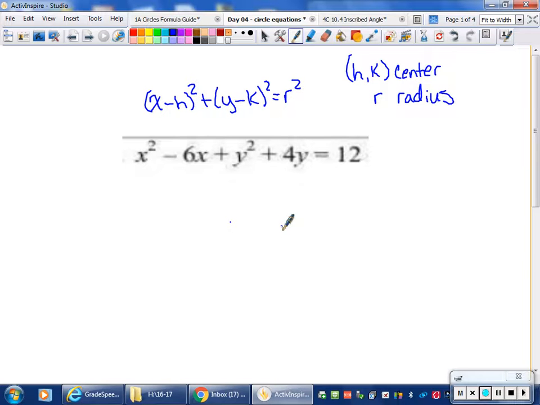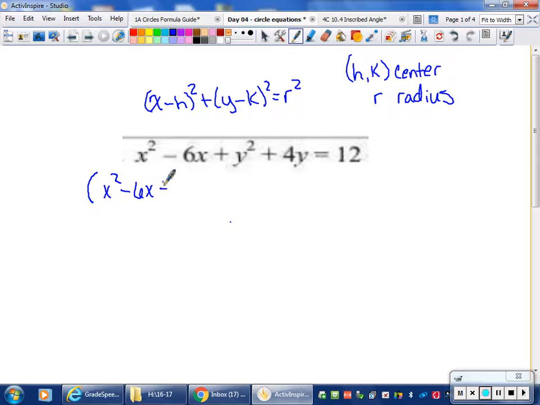Now, by using the completing the square method, you can get a non-standard equation of a circle into this form. What you do first is you get all of your variables on one side of the equal sign, and you get all of your constants on the other. Once that is done, you group together your common variables. So I'm going to group together the x squared minus 6x.